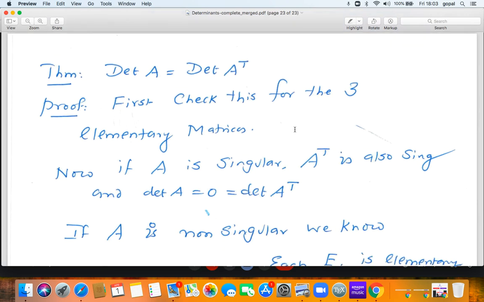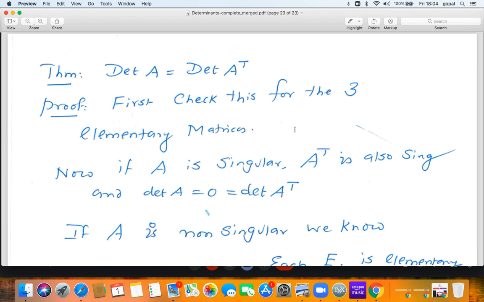Now, it is an easy exercise to check that determinant of A equals determinant of A transpose when A is one of the 3 elementary matrices. Remember, we have 3 elementary row operations. Switching 2 rows corresponds to elementary matrix Pij. Adding to a given row a multiple of another row corresponds to an elementary matrix Eijc. The third is multiplying the kth row by gamma not equal to 0. That matrix was called Mk gamma. For all these 3 cases, you can directly check the determinant of A is determinant of A transpose. In fact, 2 of the matrices are symmetric matrices, except the Eijc. And for Eijc, the determinant is 1. Both sides are 1. So you can check this directly for the 3 elementary matrices.